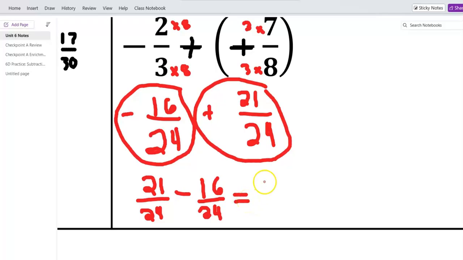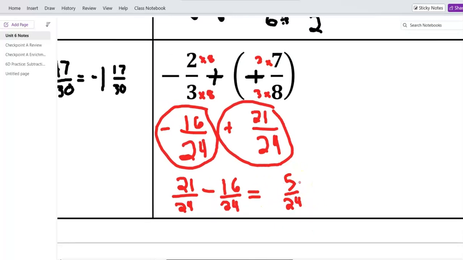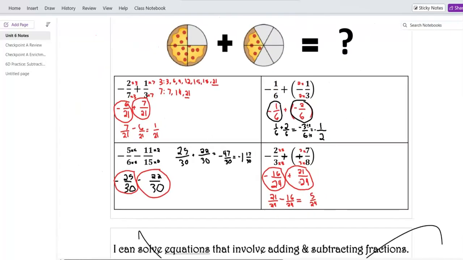21 minus 16 is 5, and it's going to be still 24ths. And then keep the sign of the higher number. The 21 is the higher number, and it was a positive, so the answer is positive. Positive 5/24. And that's going to do it for that problem.